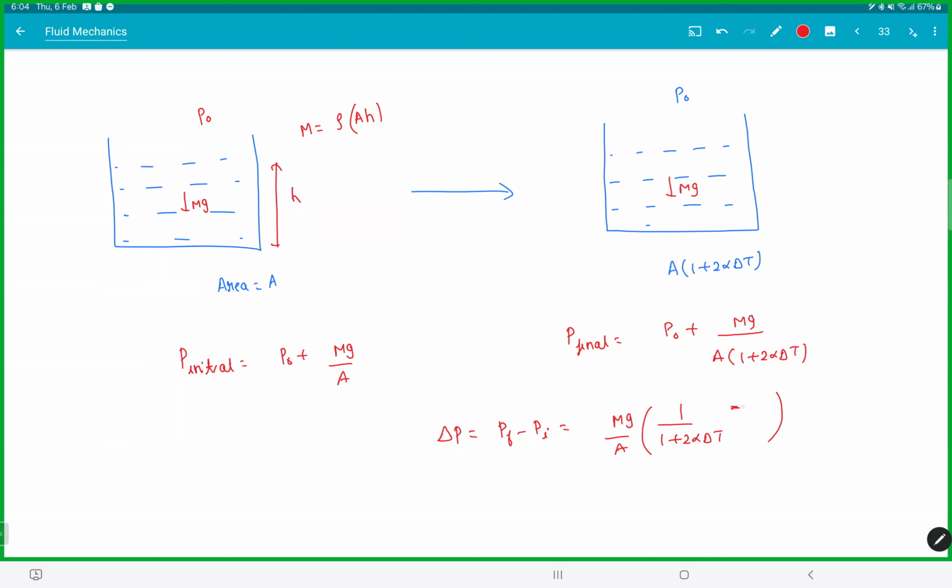You can simplify it using binomial approximation, or you can just, this will be minus mg into 2 alpha delta T by A into 1 plus 2 alpha delta T. For small alpha, you can ignore this. This will be minus 2 mg alpha delta T by area. Alpha delta T is much, much less than 1.